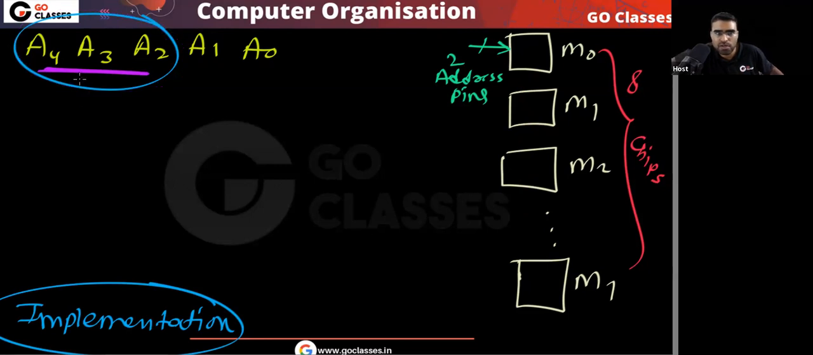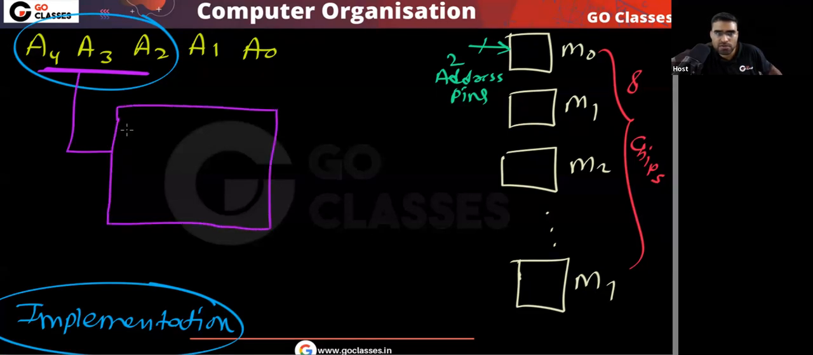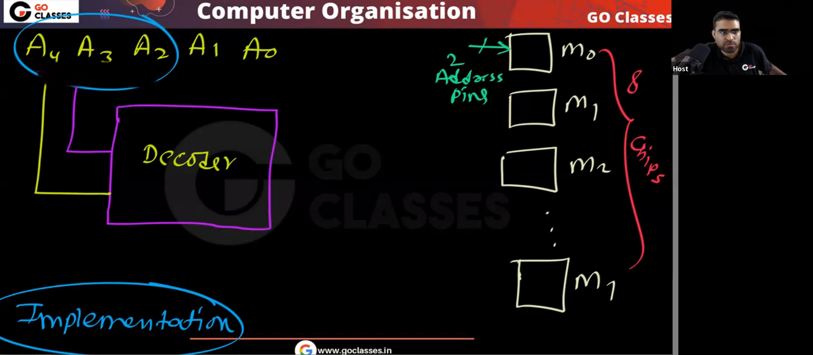So what will you do? You will basically apply them to a decoder. You will take a decoder, very simple, and these 3 bits that you have, you will apply to it. This is what you are going to do. Let's see, something like this.